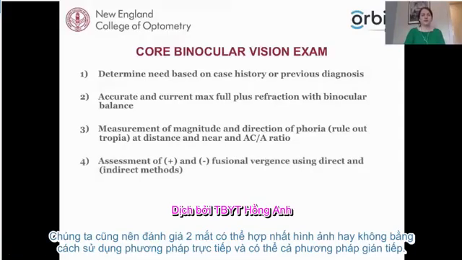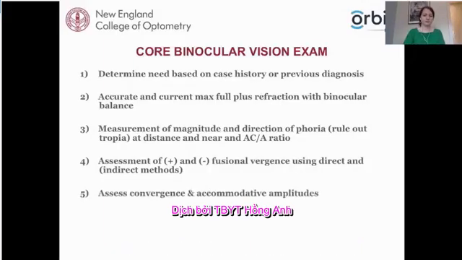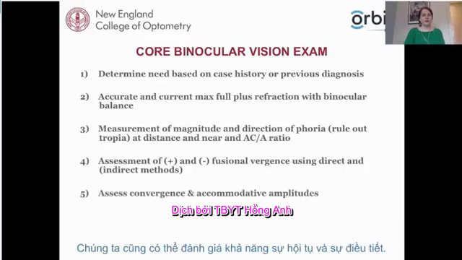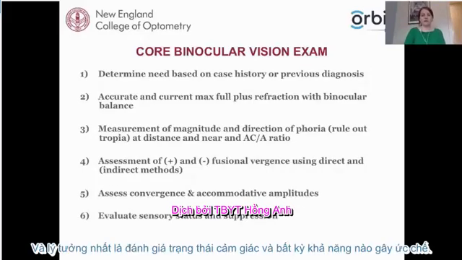We should also assess the positive and negative fusional vergence using both direct, and we can also use indirect methods. I'm just going to be covering the direct methods today. We should also be able to assess the convergence and accommodative amplitudes, and ideally evaluate sensory status and any potential suppression.